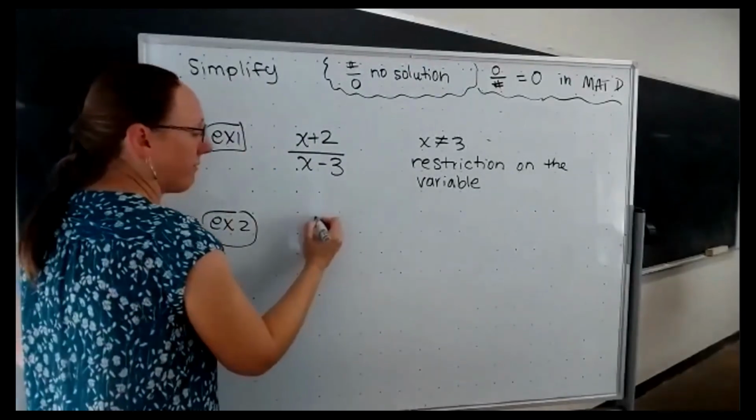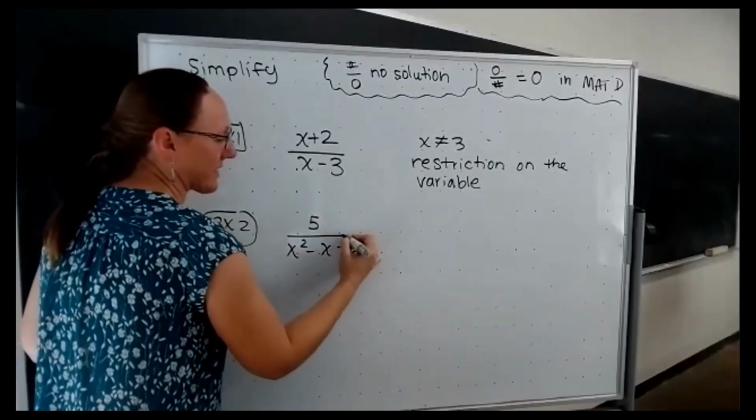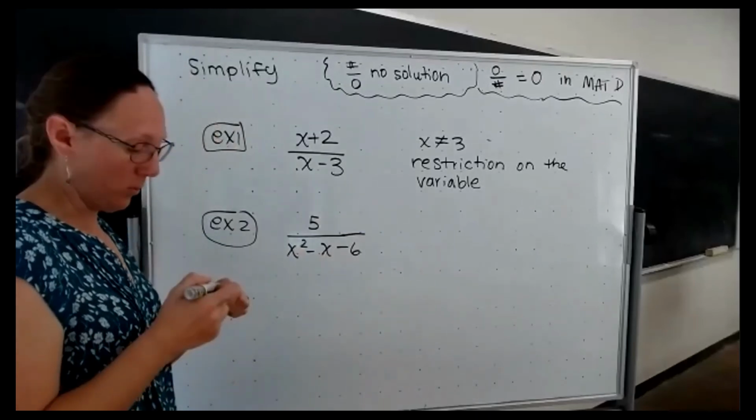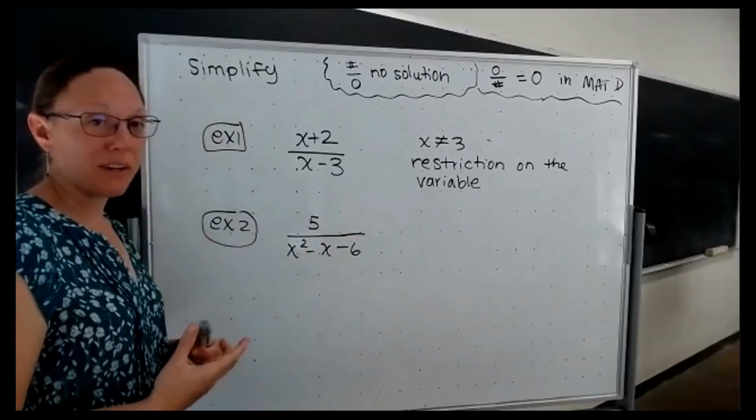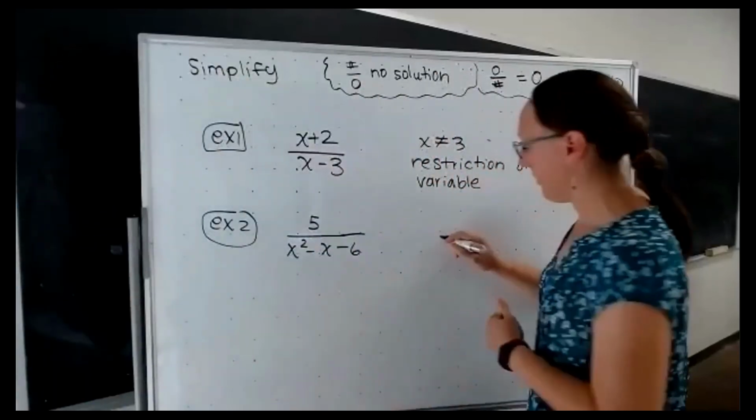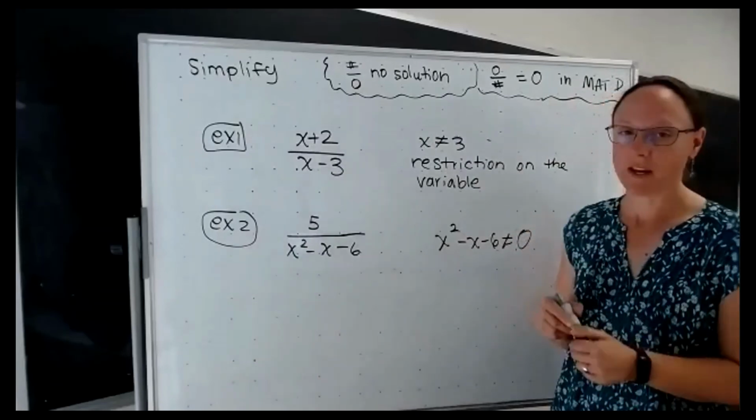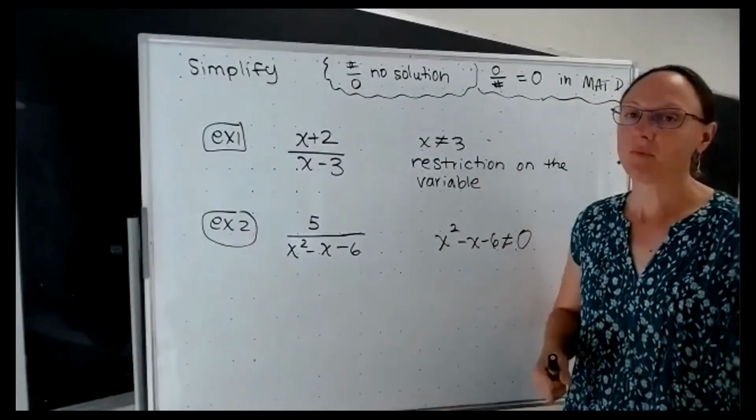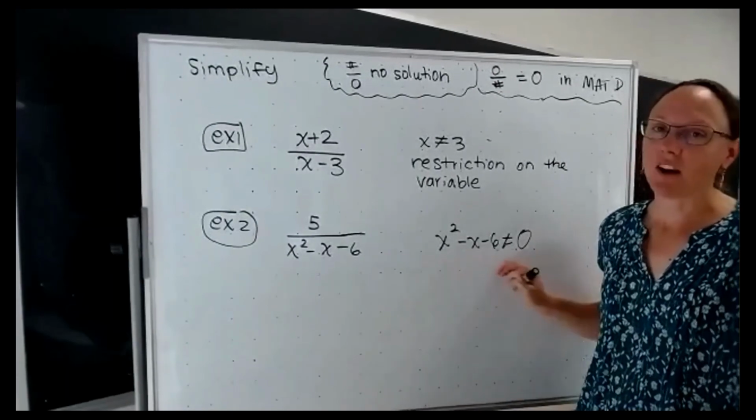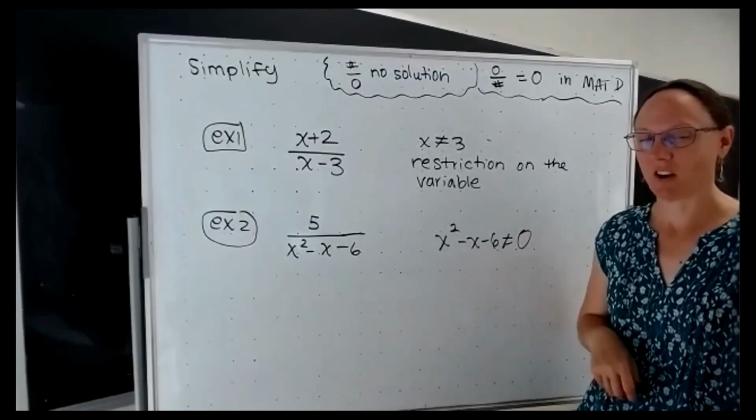So if I had, let's say, 5 divided by x squared minus x minus 6, then the restriction on the variable would be that the entire expression in my denominator could not be equal to 0. So I can write that out as x squared minus x minus 6 cannot be equal to 0. For practical reasons, this is not as helpful as having the actual x values that would make this equal to 0.